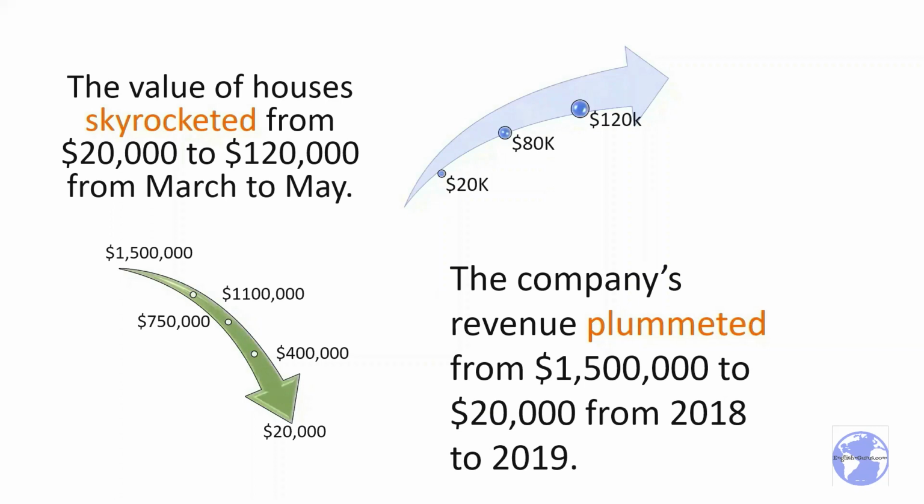So the value of houses skyrocketed from $20,000 to $120,000 from March to May. And if you want to use an opposite expression, the company's revenue plummeted from $1.5 million to $20,000 from 2018 to 2019. Plummeted means to go down quickly.